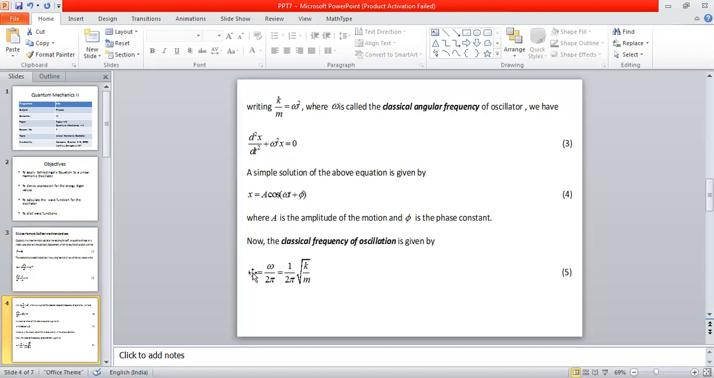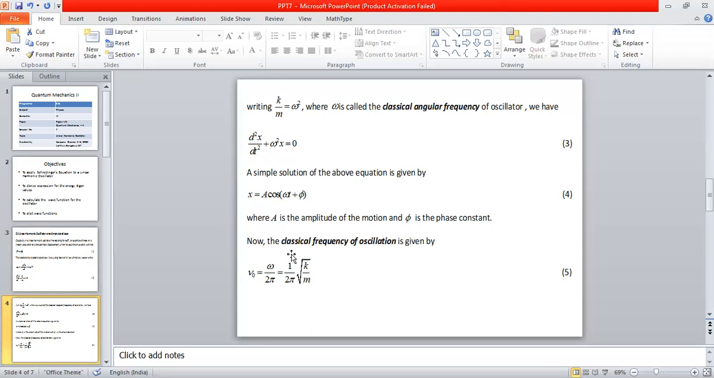Since omega is given by 2 pi nu naught, the classical frequency of oscillation nu naught is equal to omega divided by 2 pi, and that is equal to 1 by 2 pi, and omega, from this particular expression, you can write as the square root of k by m. So classically, the expression for the frequency of oscillation is nu naught equal to 1 by 2 pi into square root of k by m, where k is the force constant or elastic constant of the system, and m is the mass of the particle exhibiting linear harmonic oscillations.